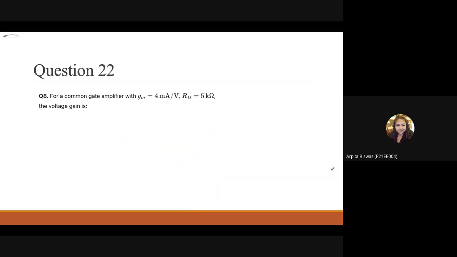So this is question number 22. For a common gate amplifier, GM is given, RD is given. The voltage gain you have to find out. Minus 20? Yes, 20. It is common gate, so AV equal to GM into RD. This is 20.